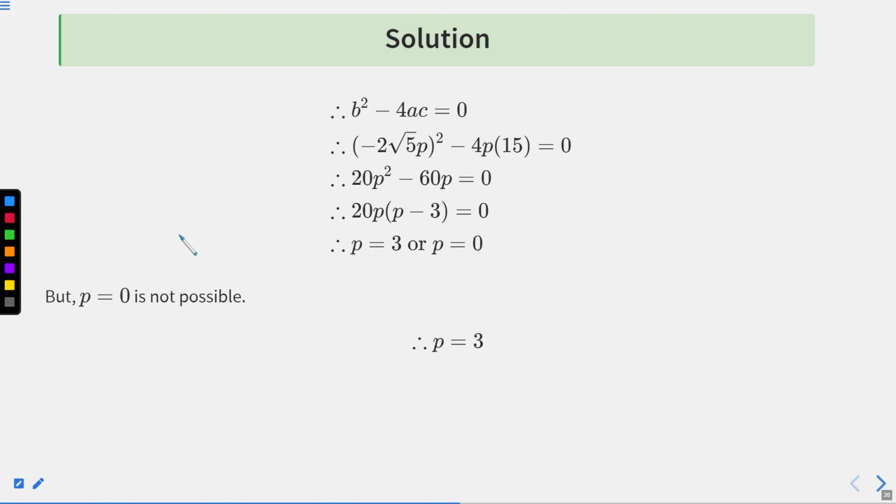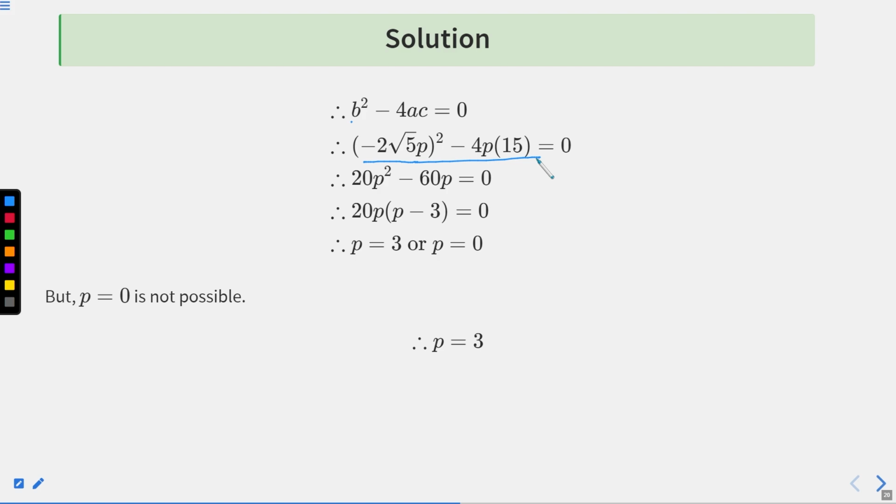The value of b is equal to minus 2 times root 5 p, the value of a is equal to p, and the value of c is equal to 15. Now if we put the values of b, a and c, we get this equation: minus 2 times root 5 p whole square minus 4p times 15 is equal to 0. Now if you simplify this equation, you will get 20p square minus 60p is equal to 0.